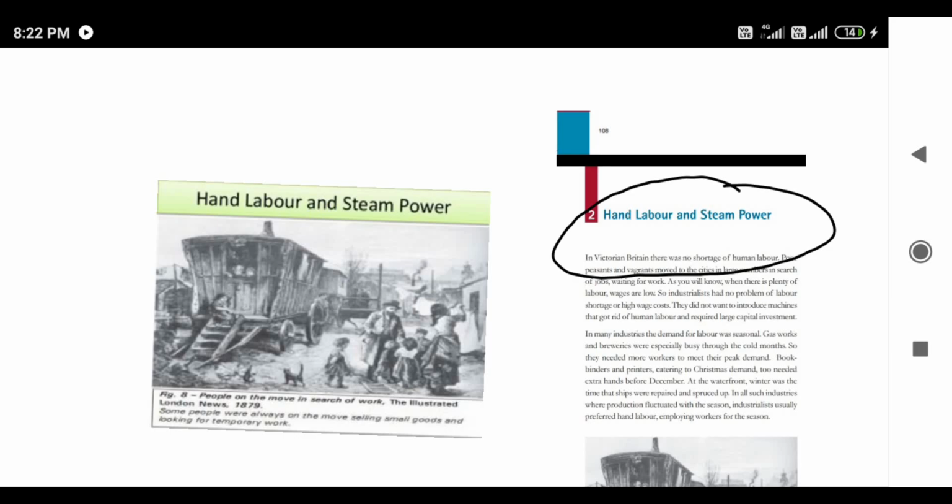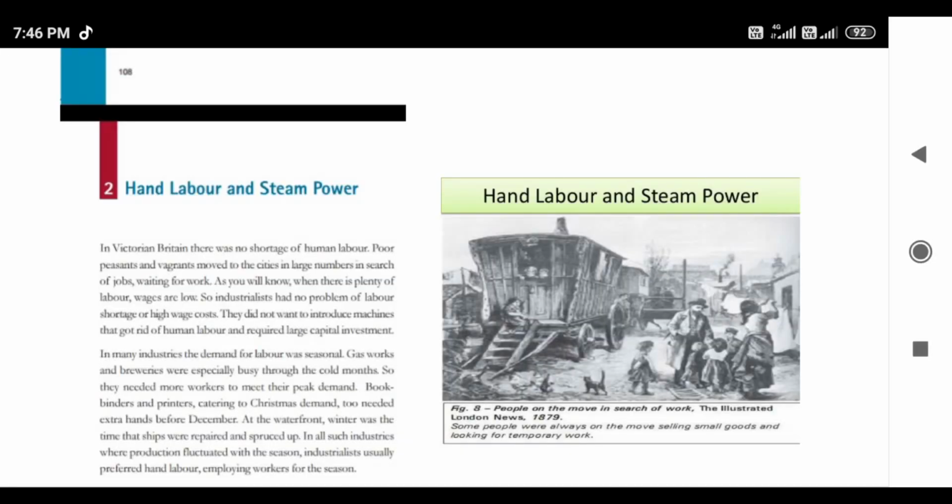In the 19th century, there was seasonal nature of industries. What does this seasonal nature of industries mean? My dear students, I will tell you. For example, let us take the case of umbrellas here. Umbrellas are sold in rainy seasons only.